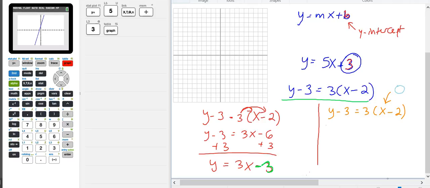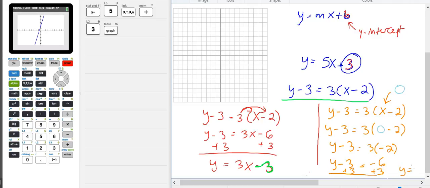Let's do that. y minus 3 is equal to 3 times 0 minus 2. Let's simplify this. y minus 3 is equal to 3 times 0 minus 2, which is negative 2. y minus 3 is equal to 3 times negative 2, which is negative 6. Then we're going to add 3 and add 3, plus 3 and plus 3.